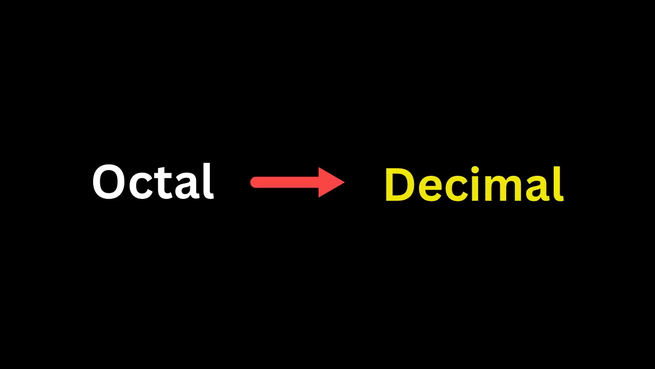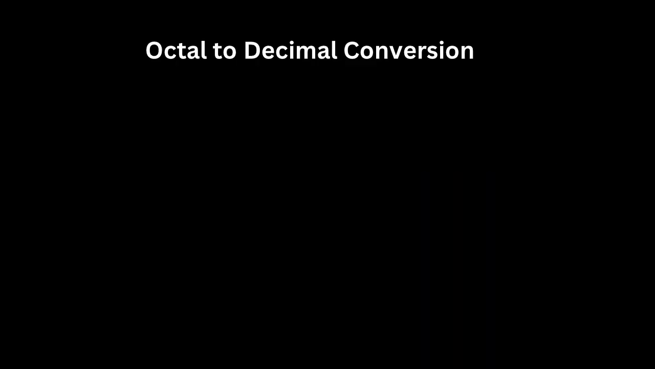In today's video, we are going to learn how to convert octal numbers into decimal with a simple step-by-step method. Even if you are new to number systems, this explanation will make it very easy to understand. Let's get started. Our example is 475 in octal.